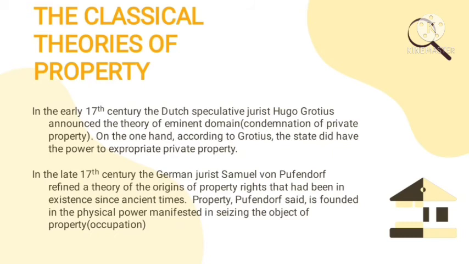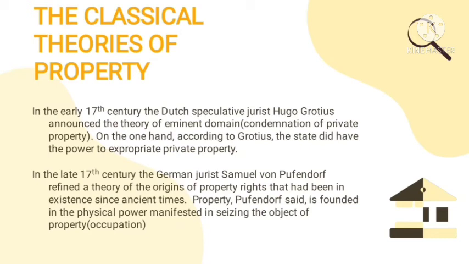In the early 17th century, the Dutch speculative jurist Hugo Grotius announced the theory of eminent domain condemnation of private property. On the one hand, according to Grotius, the state did have the power to expropriate private property. On the other hand, for such a taking to be lawful, it had to be for a public purpose and had to be accompanied by the payment of just compensation to the individual whose property was taken.